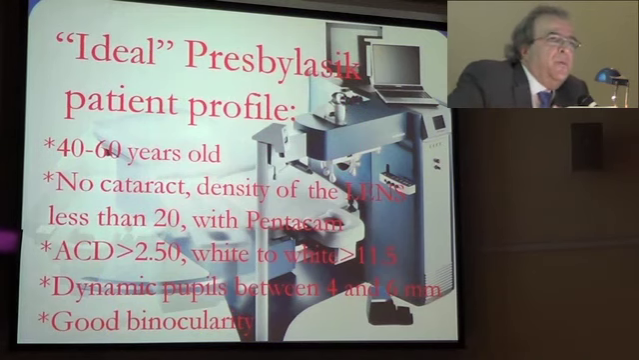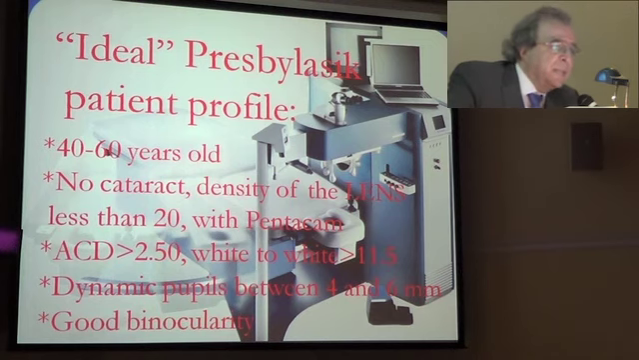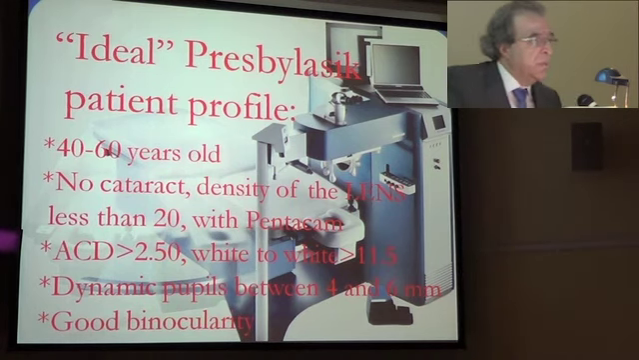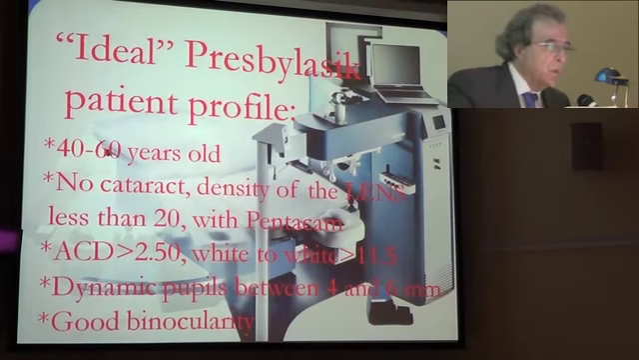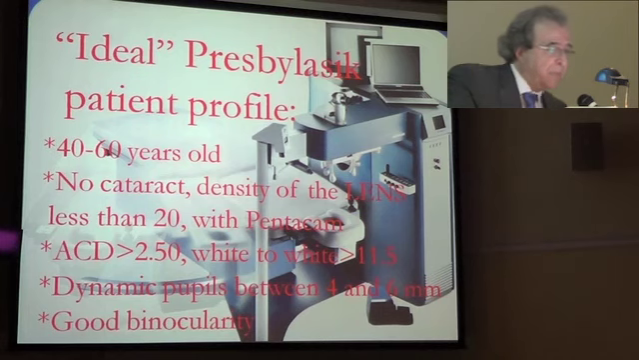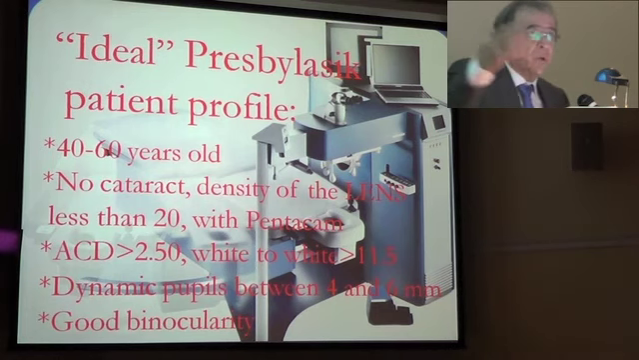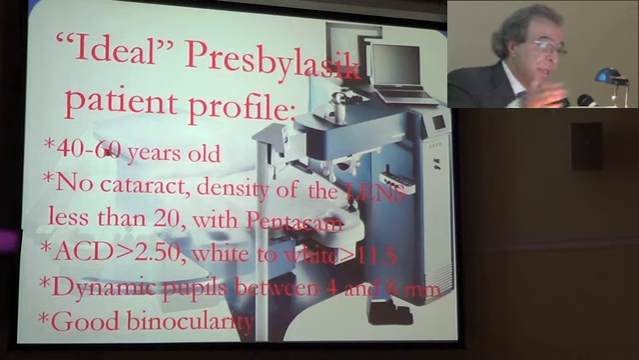Normally we present the conclusion at the end, but today I am going to start with it. In my opinion, the ideal presbylasis patient profile is a patient between 40 and 60 years old, without cataract, with density of the crystalline less than 20, for example with the Pentacam platform, with ACD greater than 2.50. I don't know exactly why, but the results are this.